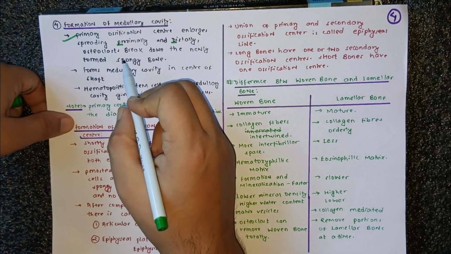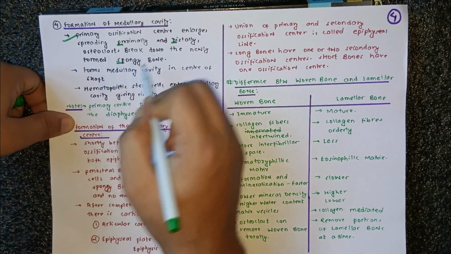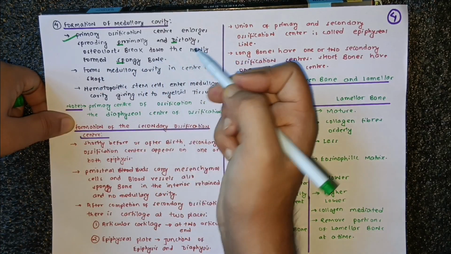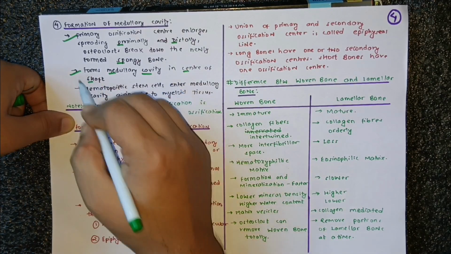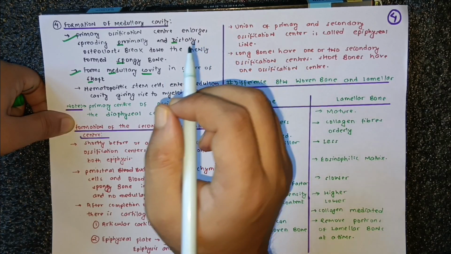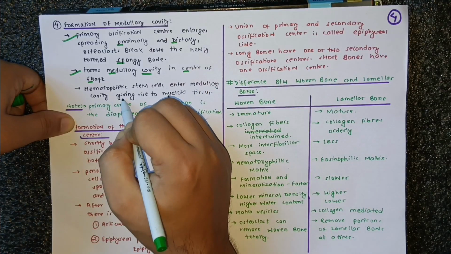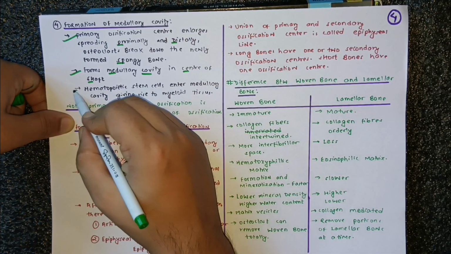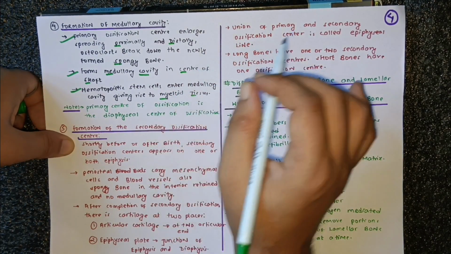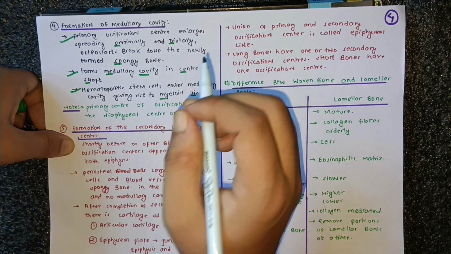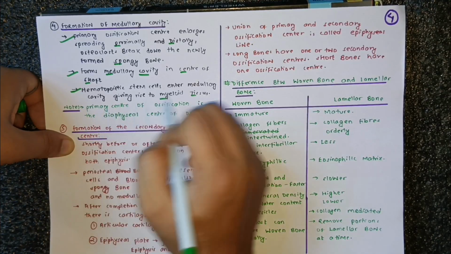The osteoclast is the bone resorbing cell. They break down the newly formed spongy bone, and this breakdown forms the medullary cavity in the center of the shaft, or the diaphysis. After that, hematopoietic stem cells enter the medullary cavity, giving rise to the myeloid tissue. This myeloid tissue is responsible for blood cell formation. So remember, hematopoietic stem cells enter the medullary cavity, giving rise to the myeloid tissue.